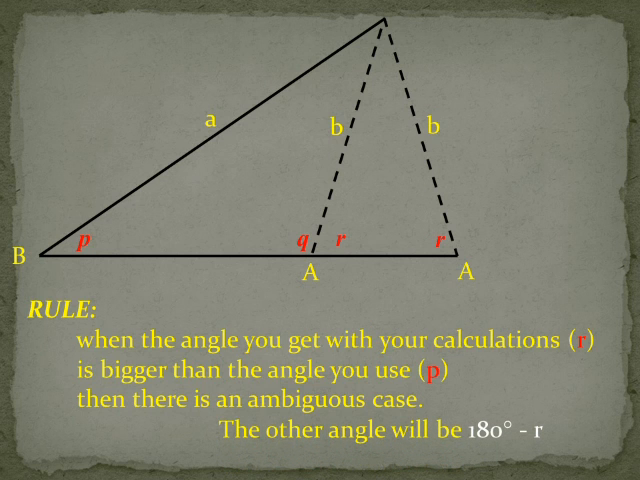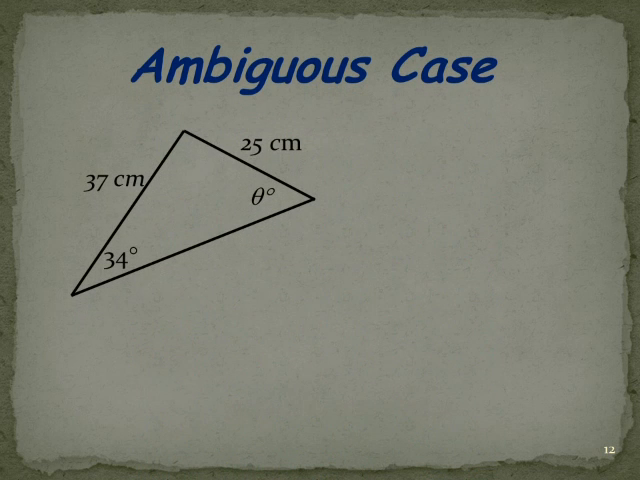And the other angle is going to be 180 minus R, which you know from the work we've done already on looking at the sine, cosine and tan of angles that are greater than 90 degrees. So let's work an ambiguous case. So here's a diagram.